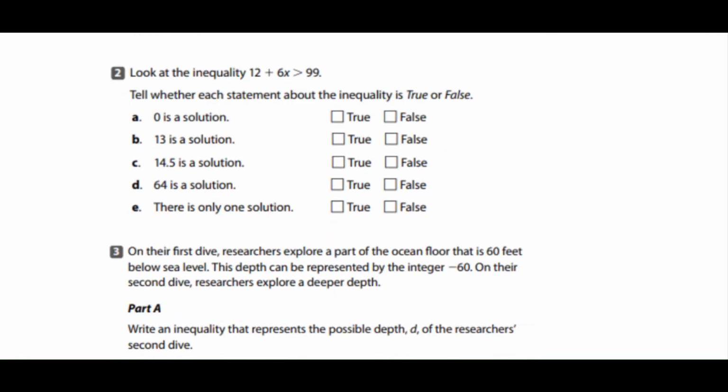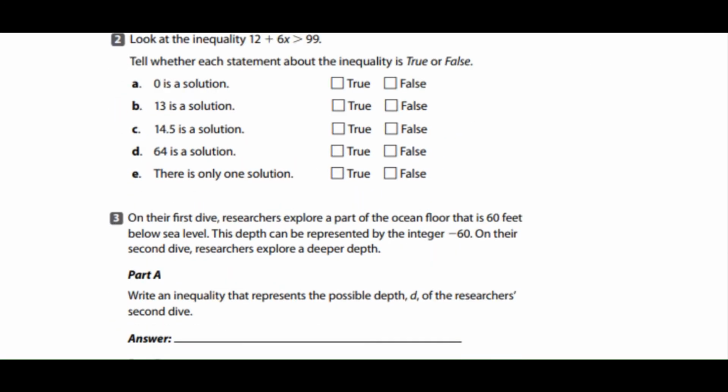All right, let's go to the next one, number 2. It says, look at the inequality. The sum of 12 and 6 times x must be greater than 99. Okay, so in 6th grade, we're not supposed to know how to solve two-step equations. So we actually will have to substitute the value in for the variable to see if it makes the inequality true. If it does, we pick true. If not, we pick false.